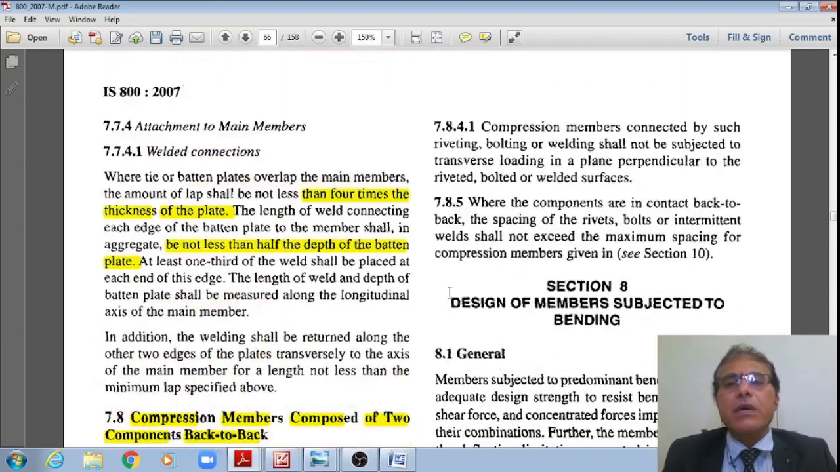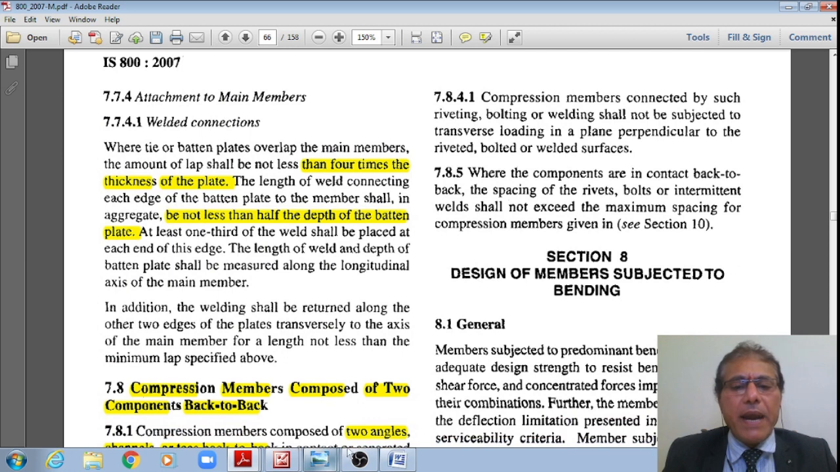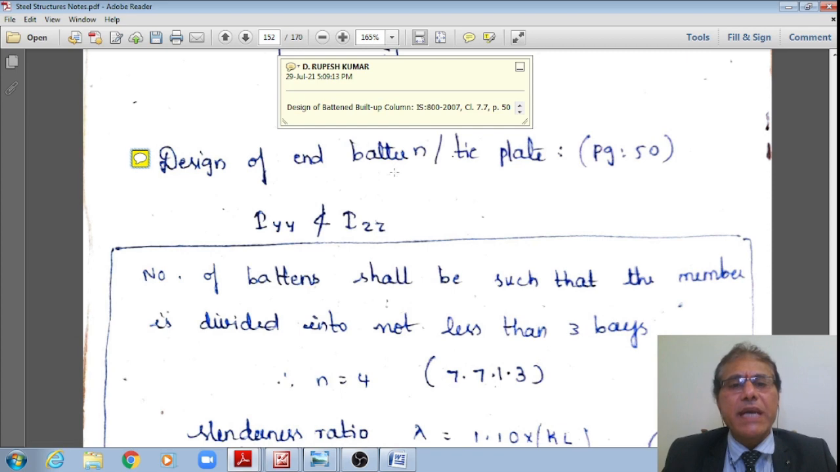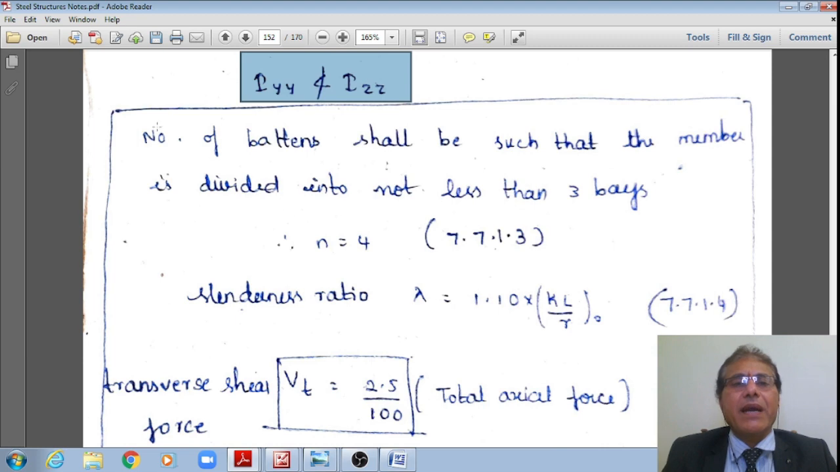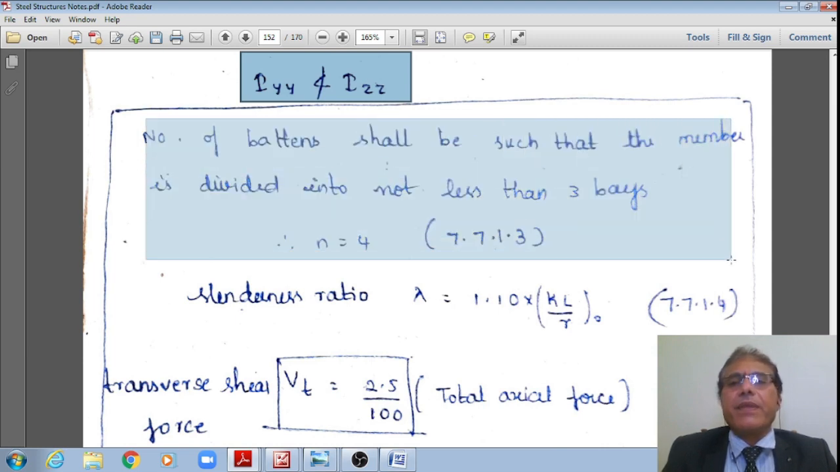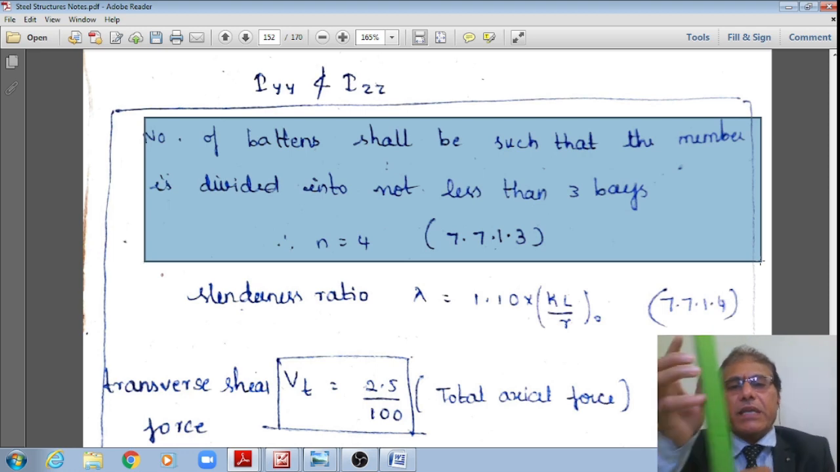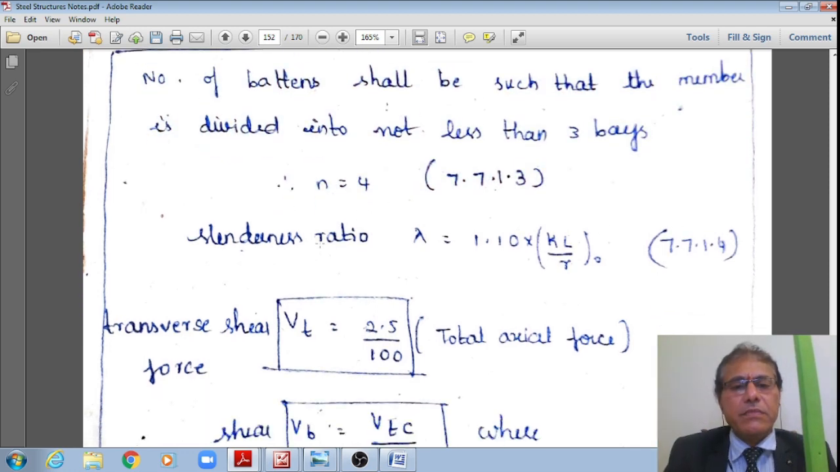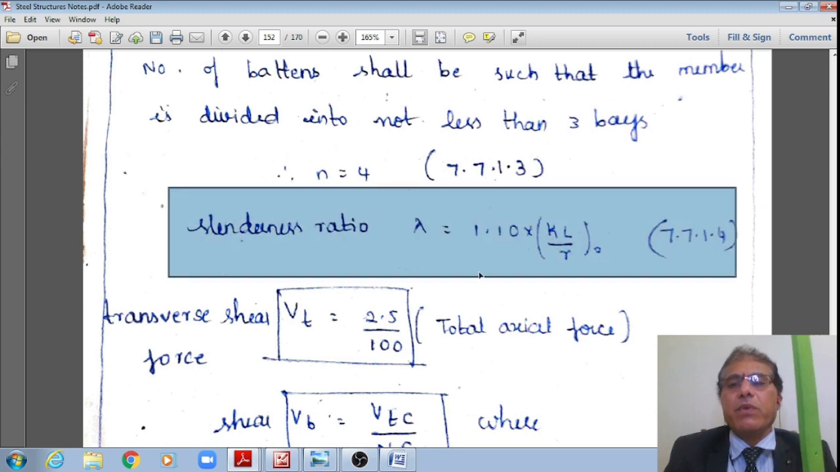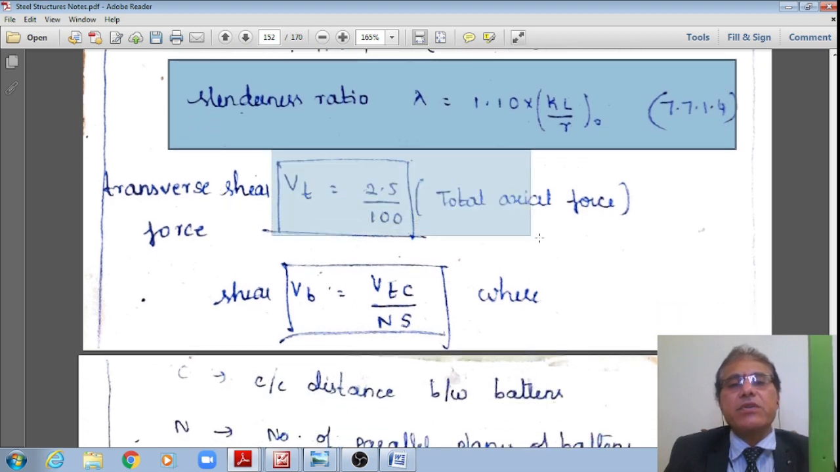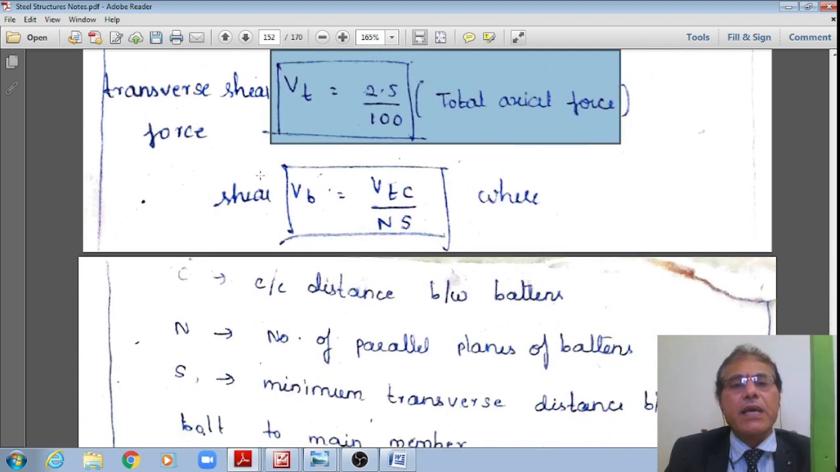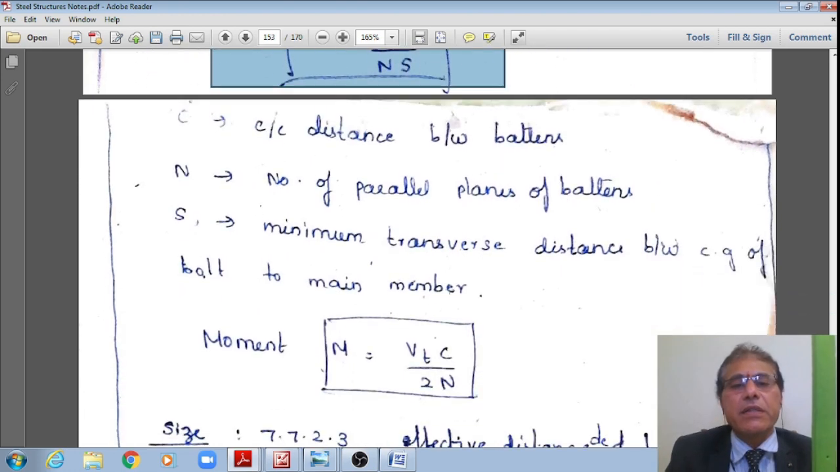And that is how the various codal specifications pertaining to battening systems or battened column designs are. I'm just giving these in a nutshell, right? Therefore, IYY should not be less than IZZ, and the number of battens shall be such that the member is divided equally into not less than 3 bays. Therefore, the slenderness ratio lambda should be such that 1.1 times KL by R of the original member, and the transverse shear force VT is equal to 2.5 percent, and the vertical shear force is equal to VT C divided by NS. These notations are already seen.